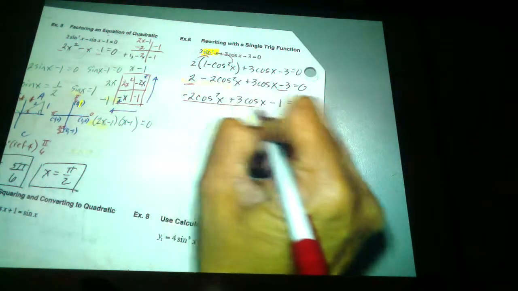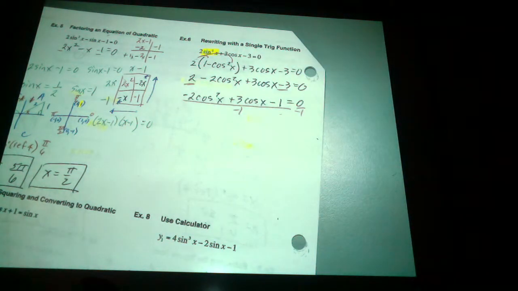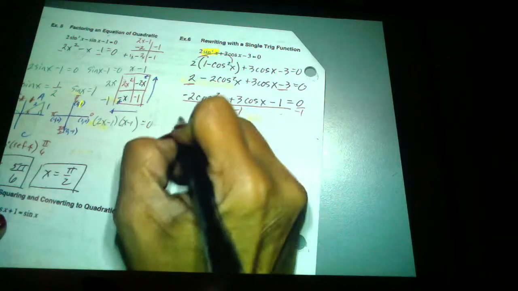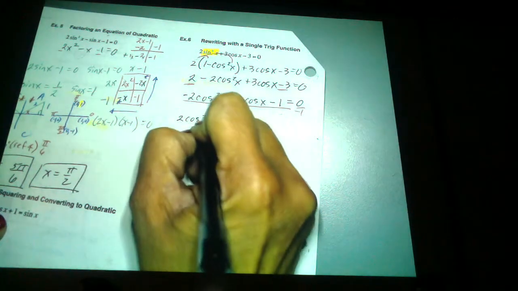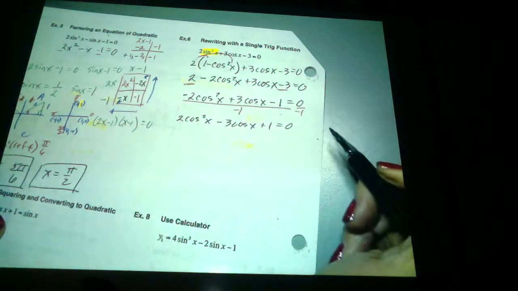Yeah, we need our squared term to be positive. We don't have to, it just makes life a whole lot easier. So I'm going to divide or multiply, it won't matter which, this whole side by negative 1 and that whole side by negative 1. Moving everything over to the right side would accomplish the same thing. So I get 2 cosine squared x minus 3 cosine of x plus 1 equals 0.